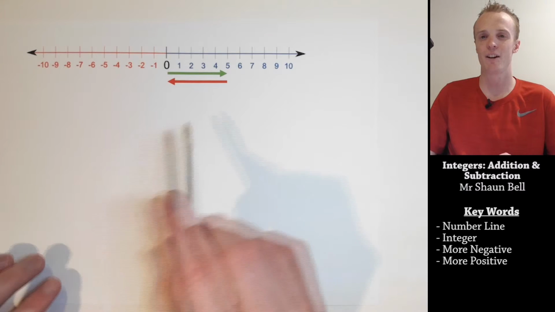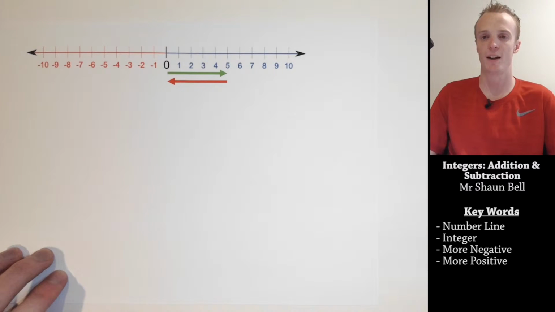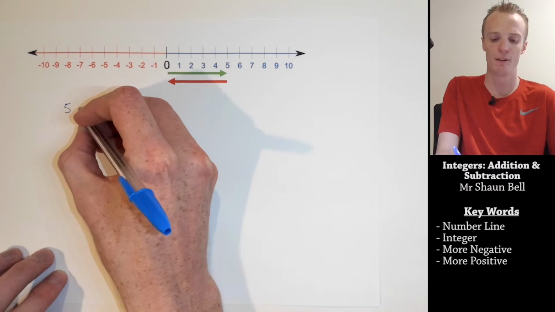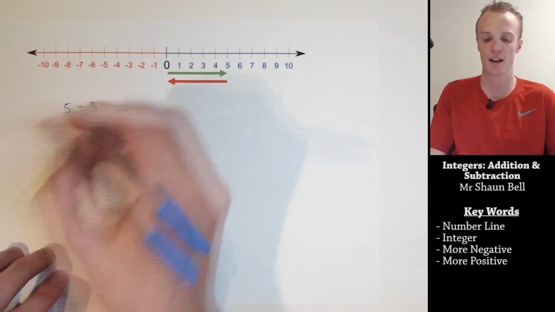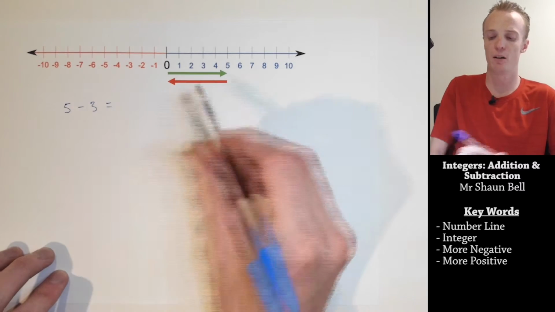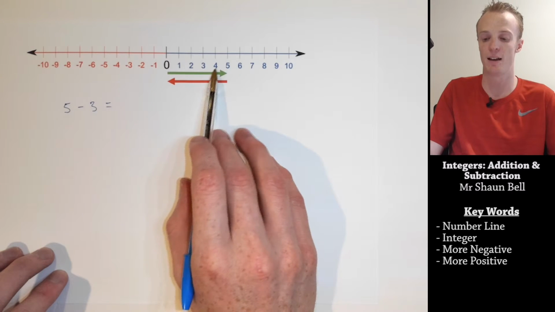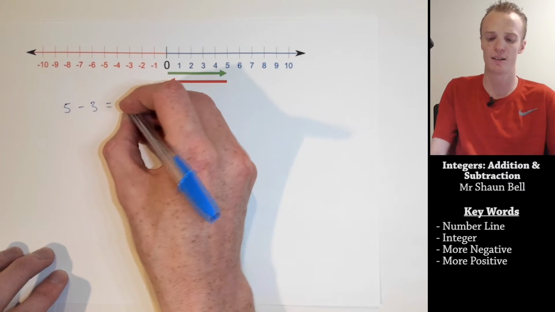Our second scenario had us starting at a positive integer and that value becoming more negative. Problems like this could be that we start at 5 and we subtract 3, so our value is becoming more negative. Now if we look at our number line, we start at 5, we would need to move 3 spaces to the left. So it's 1, 2, 3. We arrive at our final answer of 2.